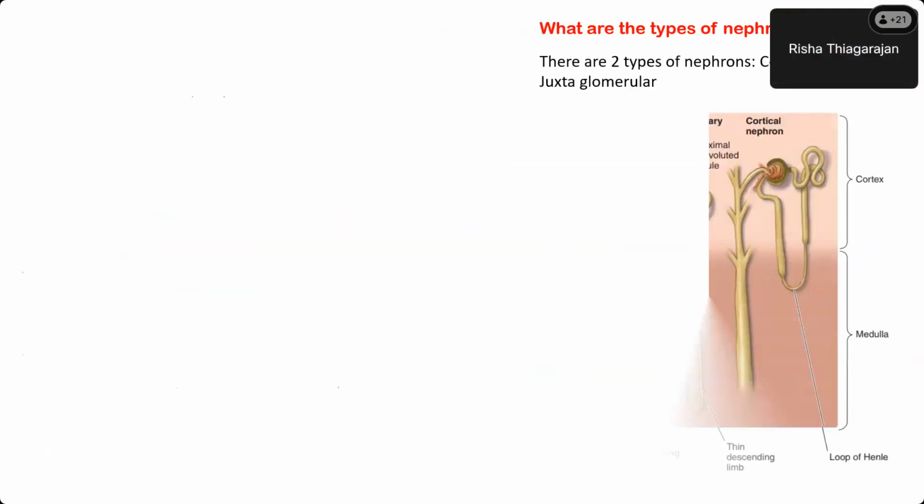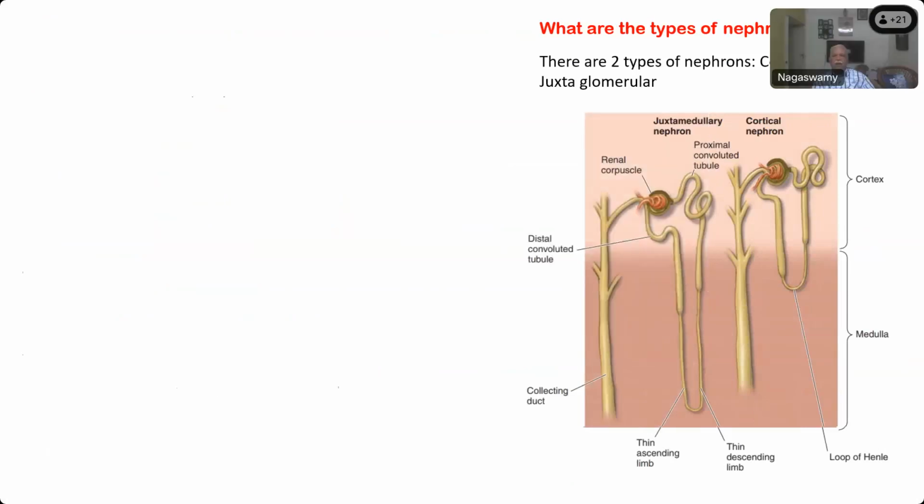Now, what are the types of nephrons? Already we have shown in a picture there. So how do you classify the types of nephrons? Cortical and juxtamedullary. Excellent. There are two types, cortical and juxtaglomerular or juxtamedullary. And this is the picture of those two things. So they have all these things which already we have seen.